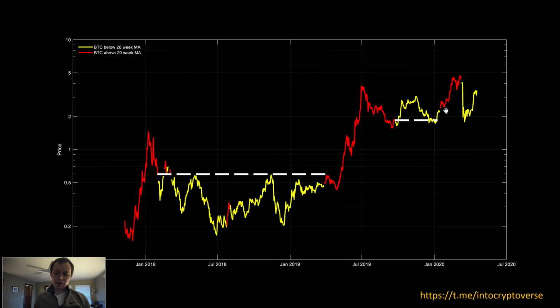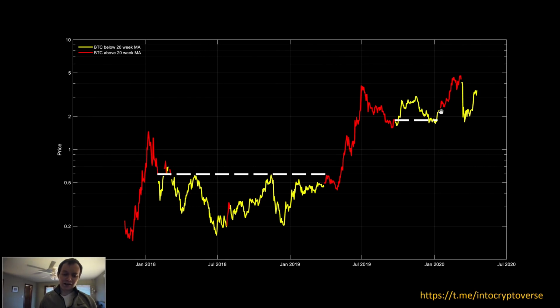Finally, you can see in the first quarter of this year, Bitcoin again got above the 20-week moving average. But this time, it wasn't above the 20-week moving average for nearly as long as it had been in 2019 and back in 2017/2018.